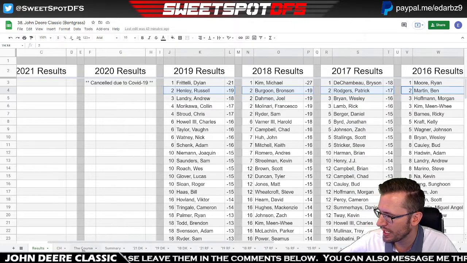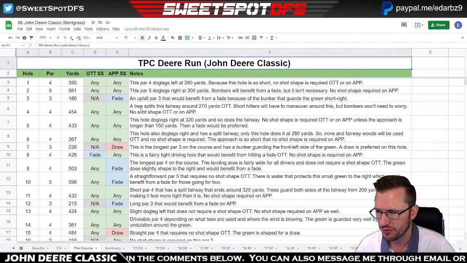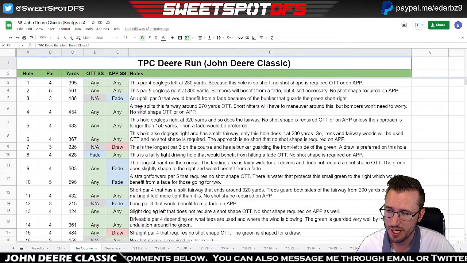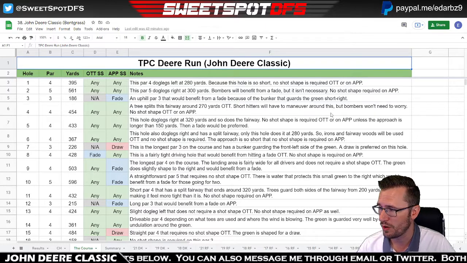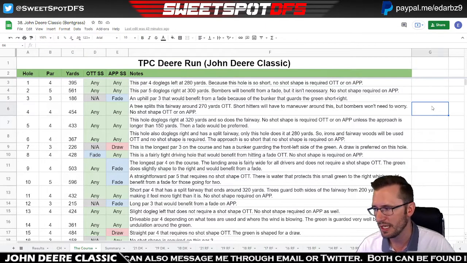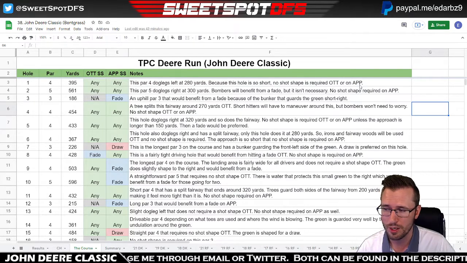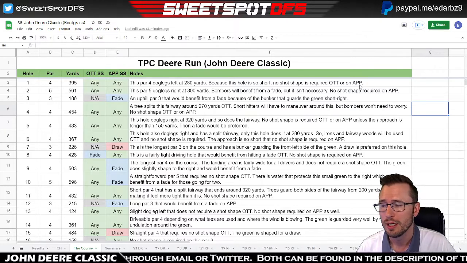Let's go ahead and get into a course breakdown. So when I do this, I wish I had visuals for you guys to see all the things that I saw, but I basically write it out. So everything that I see, I've written here, giving you an idea of, is there a shot shape that matters off the tee? That's what the OTT stands for. How about on approach? That's APP. I write it all here.